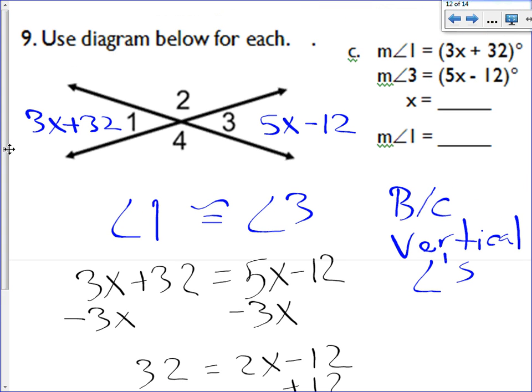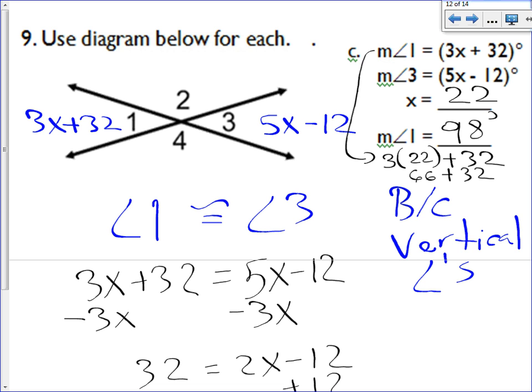So I have to find x, and x is equal to 22, but I also have to figure out the measurement of angle 1. So I'm going to take this expression, and instead of saying 3 times x, I'm going to say 3 times 22 plus 32, and that helps me to get my answer. So 3 times 22, that's going to be 66, plus 32, that's going to give me my answer of 88 degrees, and I'm done.